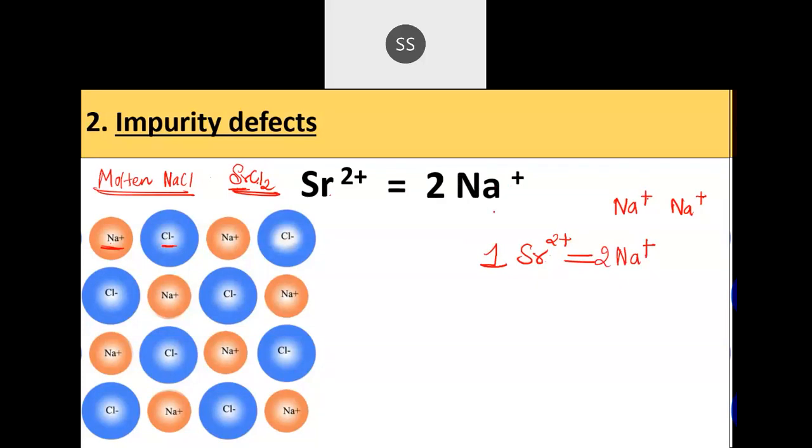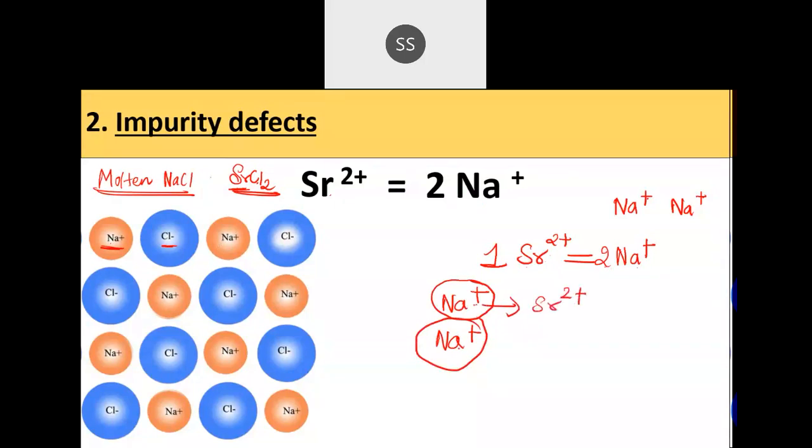Now during the crystallization process, if there is a certain amount of strontium present, then they will go and occupy this cation site. They will go and sit in this sodium place. We said 2 Na+ ions equal 1 strontium ion. So out of these 2 sodium sites, one site will be occupied by the strontium ion.